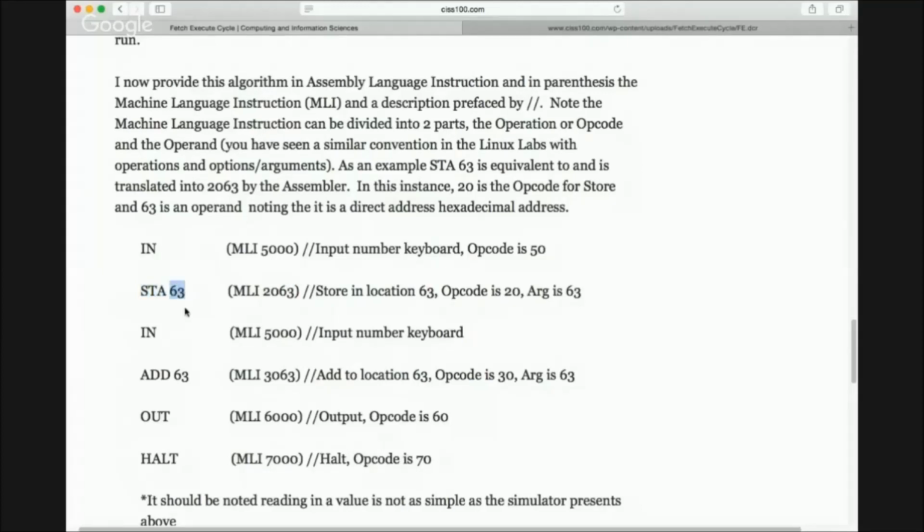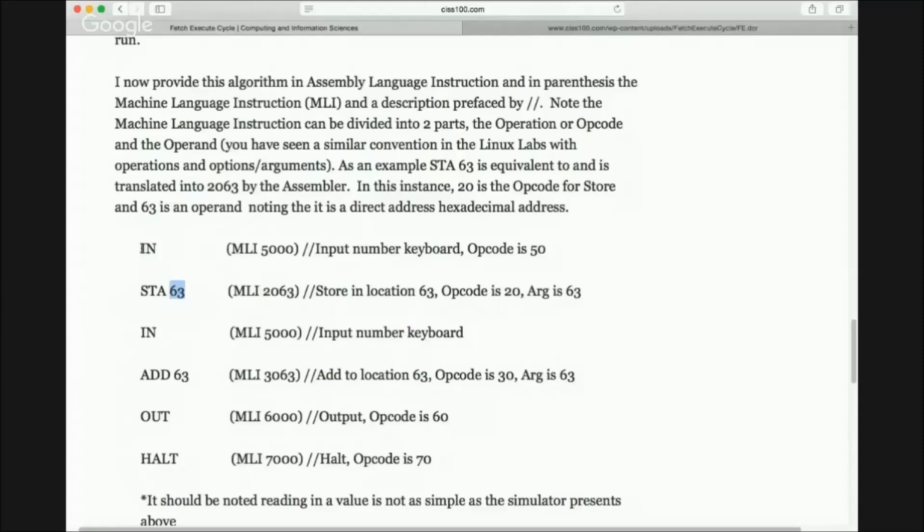And in some ways, this is analogous to what you're doing in your Linux labs, right? You have an operation, ls, and then you give it an option, -a, -l. Or in some cases, in Linux, of course, we have both options and arguments. I could change directory into a subdirectory, cd space CISS 100 from the Linux lab.